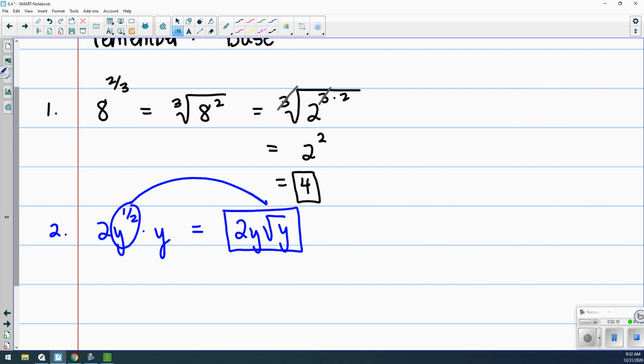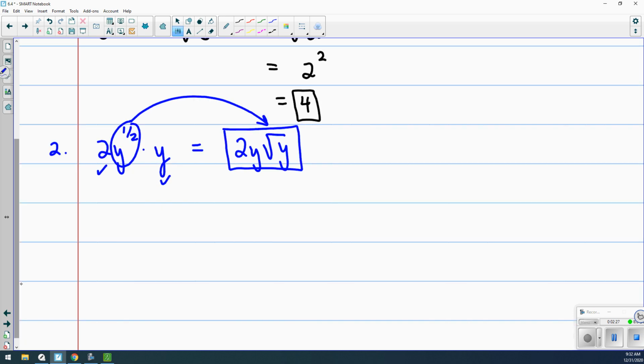So in this problem, all I had to do was turn that 1/2 power into a square root. The 2 and the y, those were both like freestanding numbers. They weren't rational exponent numbers. So they could be multiplied together to give me 2y. That one was maybe a little bit more straightforward than number 1. Now with number 3, let's chug on forward.